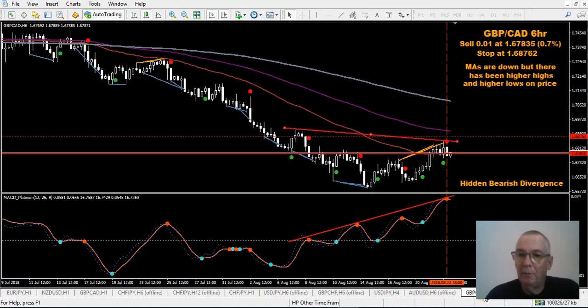I've got a pound CAD 6 hour. This is also a sell trade taken this morning. Hidden bearish divergence, as you can see. MAs are down. I did make a note here, there's high highs and high lows on price, so even though I'm looking to continue the trend down, this high here and this high in a downtrend, you ideally don't want to see that. It's not the perfect setup, and you've got a low there and a higher low there.